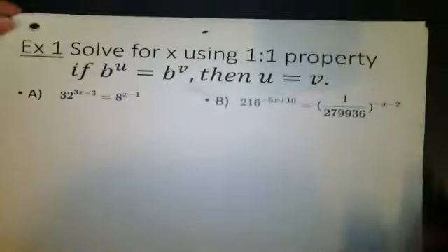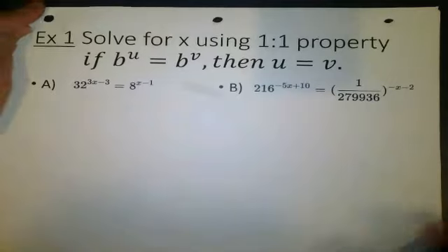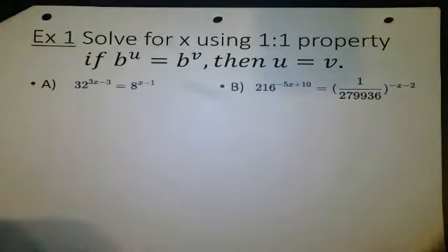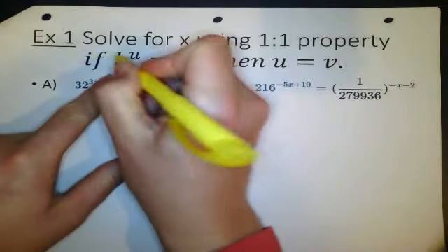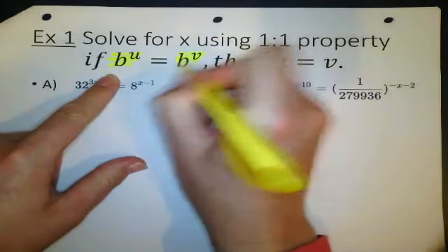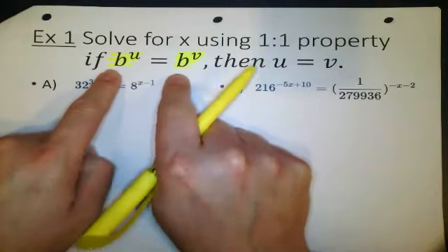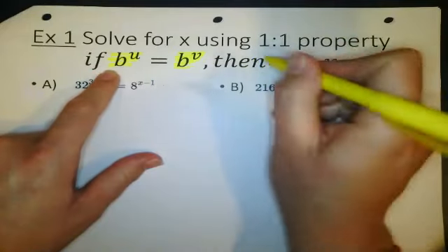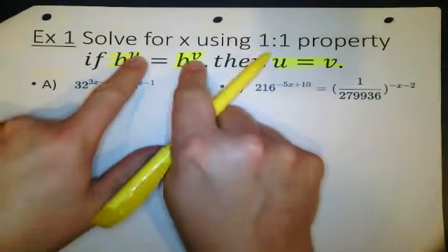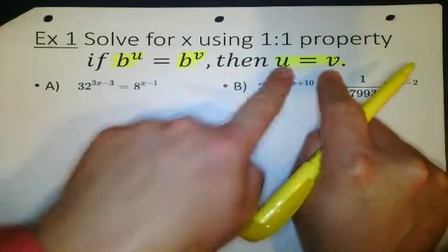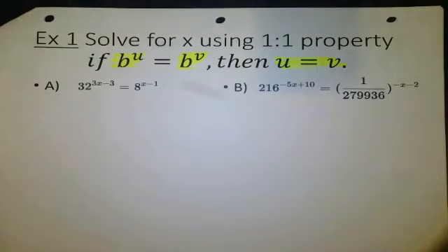And now we're going to tackle solving exponential equations. So again, we want to solve using the one-to-one property. And the one-to-one property is right here. That says, if the bases match, if you can rewrite your equation so that the bases are the same, then u is just going to equal v. If the bases match, then the exponents must match. And you can solve that way a lot.